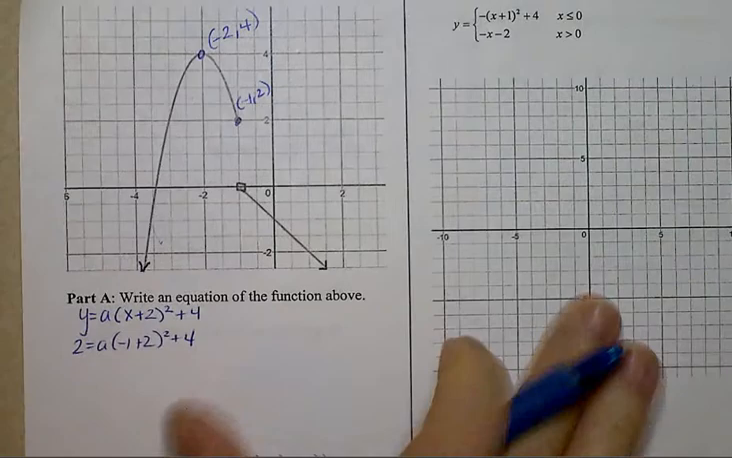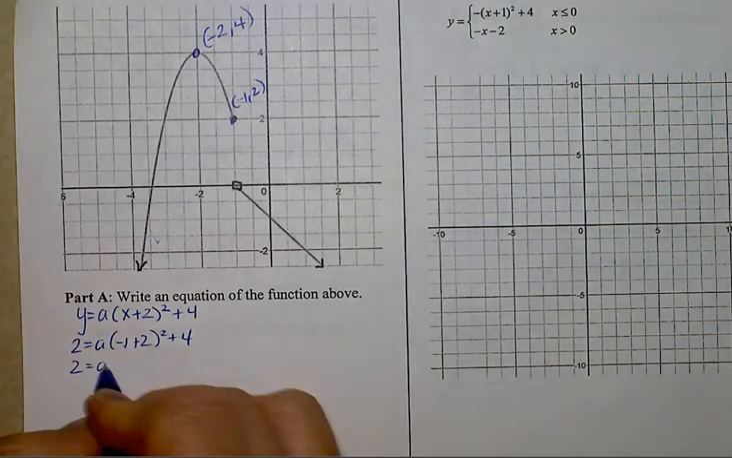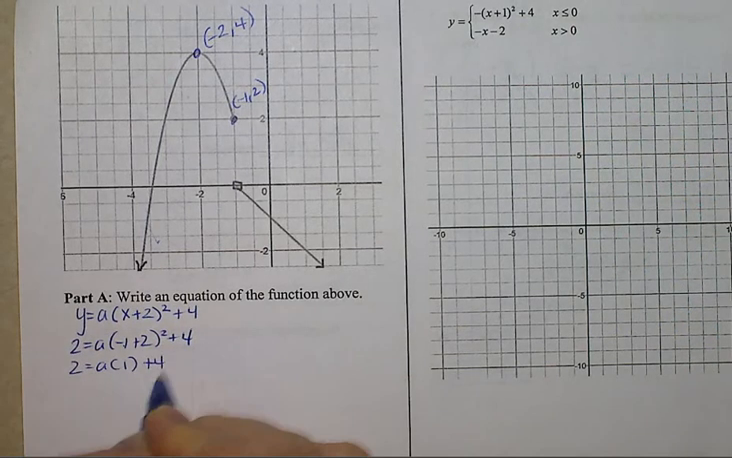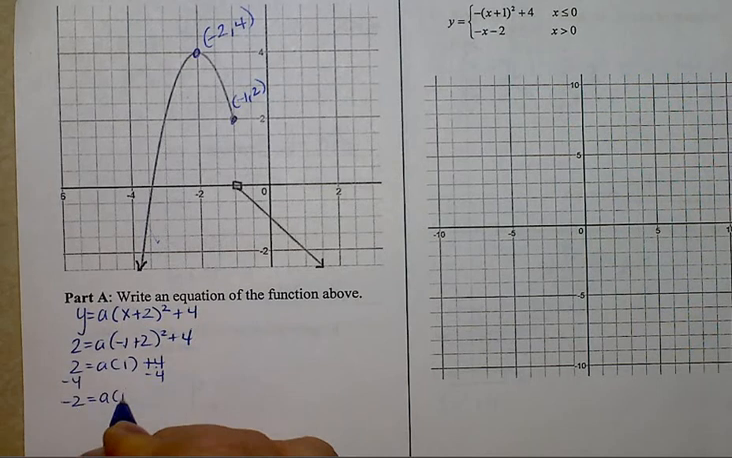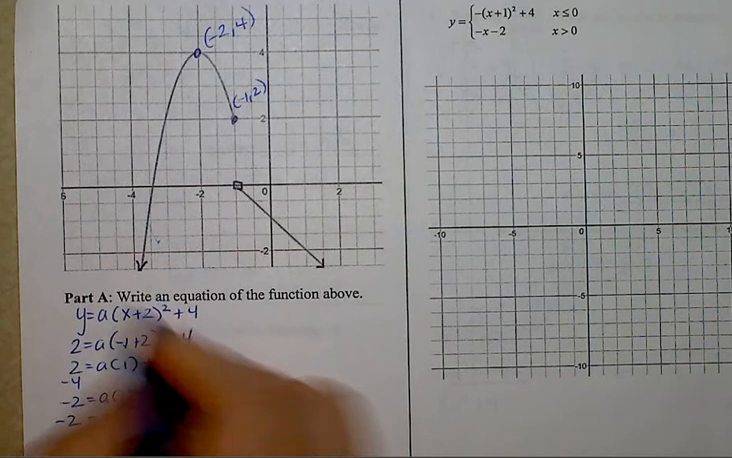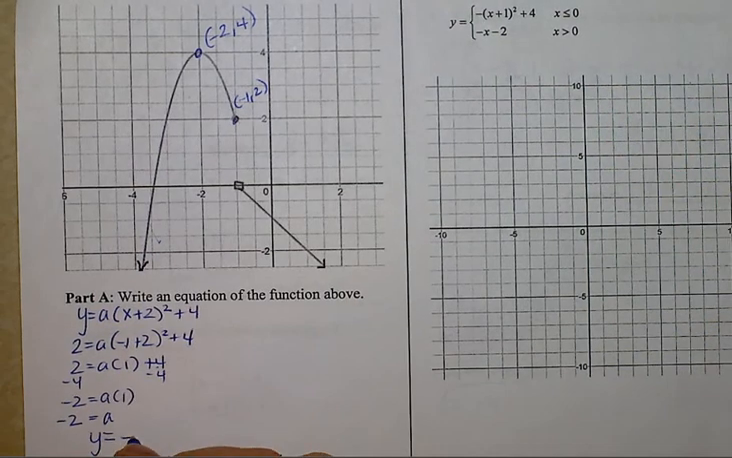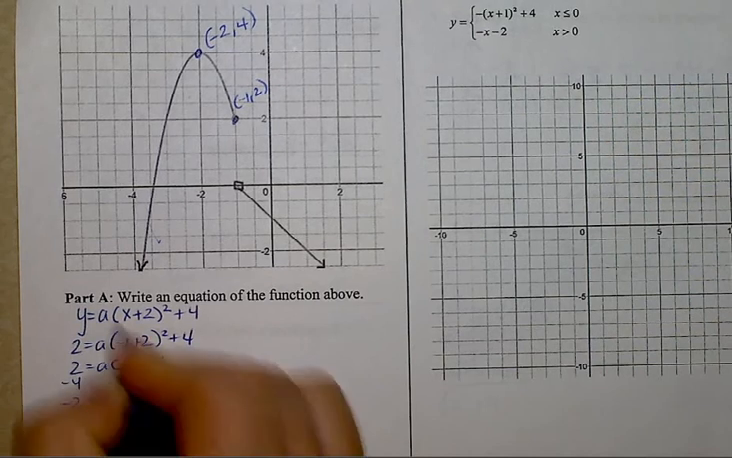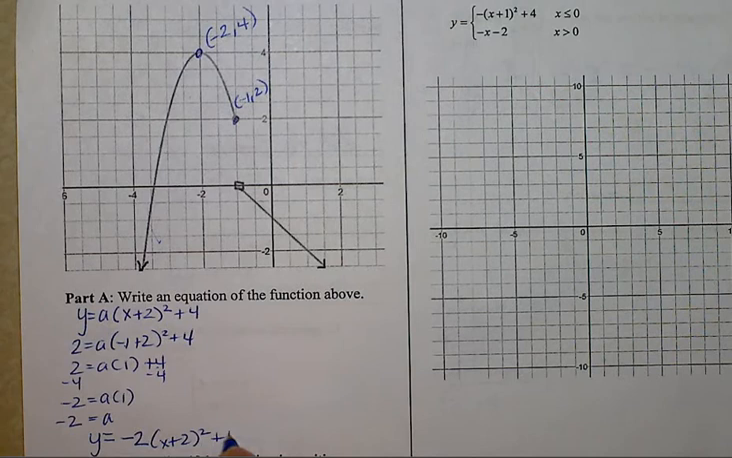Solving for a, -1 plus 2 is 1. 1 squared is 1. Subtract 4 to the opposite side. Divide by 1, a equals -2. That means the equation for this parabola is y equals -2 times (x plus 2) quantity squared plus 4.